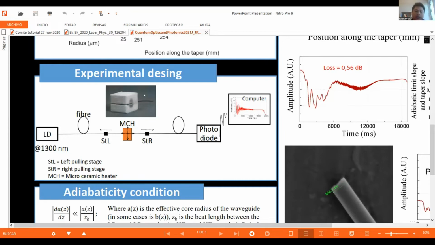As you see, I show you here the picture of the microceramic heater. It is around 25 millimeters by 25 millimeters, so it's small and has a small slot to put the fiber, around 2 millimeters. In this part, we put the fiber. With this micro heater, we can reach temperatures around 1500 degrees.